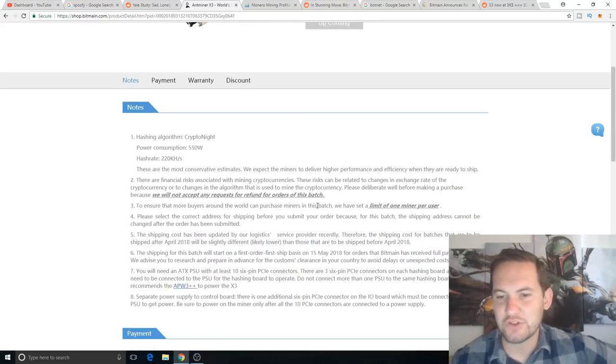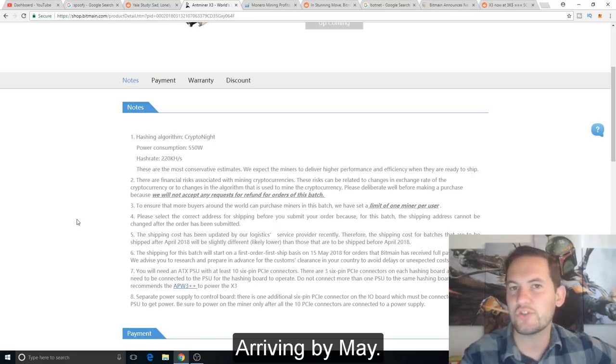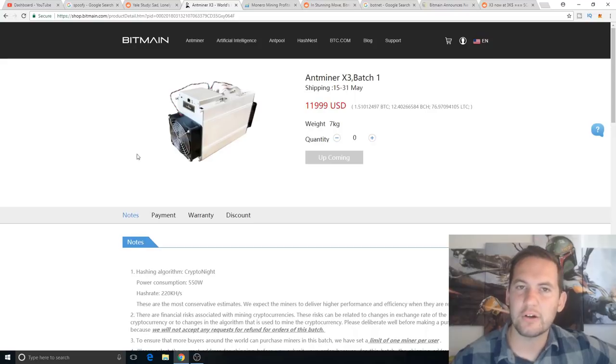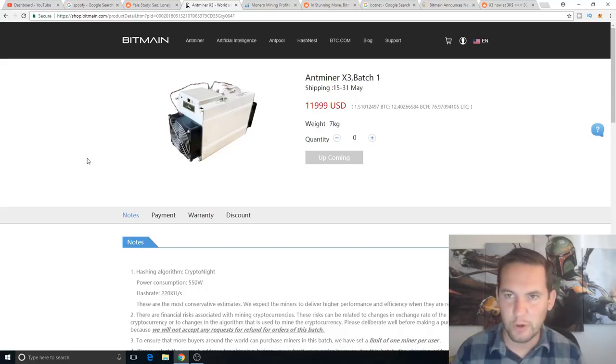Now, Monero has announced that they are forking their coin in April, and as you can see, this first batch actually will ship out in April 2018. So it's a very good possibility that as soon as you get this new miner, it will no longer be profitable. By the time you get it, Monero will have already forked, and this thing will be virtually worthless.